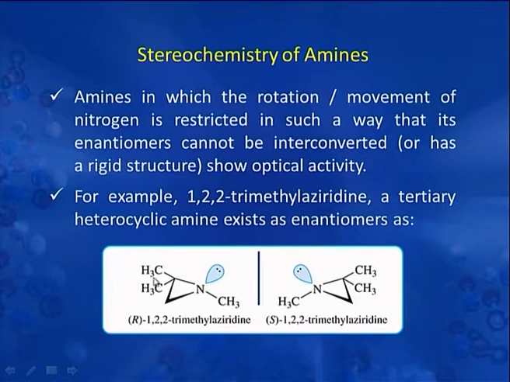Here I show you a very interesting example of a tertiary amine. This is 1,2,2-trimethyl aziridine. This is a heterocyclic molecule where nitrogen is a member of a 3-membered ring, and this nitrogen is attached to a methyl group and there is a lone pair of electrons on nitrogen. But because of the 3-membered ring along nitrogen, the ring gives a rigid structure to the molecule. As a result, the mirror image of this isomer is non-superimposable and that is why the molecule can be isolated as R and S isomer.